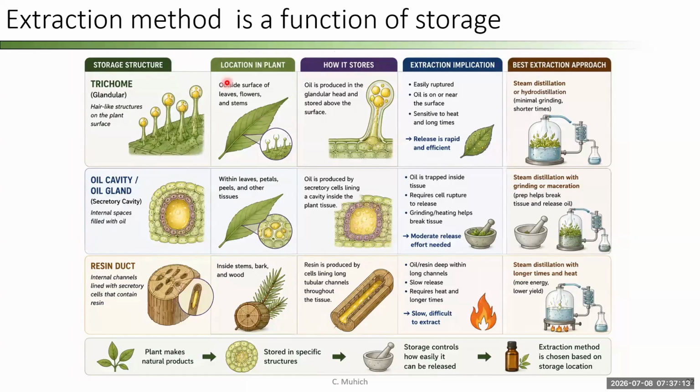Okay, so if we pull everything that we've been talking about in this lecture together, we end up with this sort of diagram, which is going to show us the major storage structures. So trichomes, oil cavities, and resin ducts. Where they're located, right? The trichomes are going to be on the surface, growing out of the leaves, stems, and flowers, whereas oil cavities are going to sit inside the tissue, and the resin is generally going to be found more in the stems, bark, and wood.